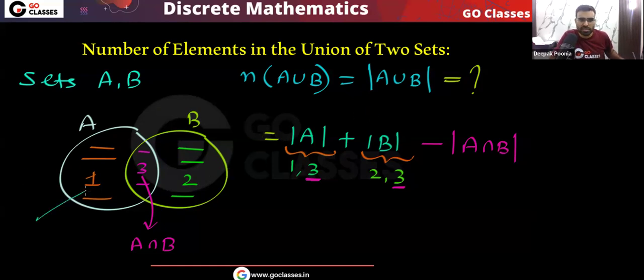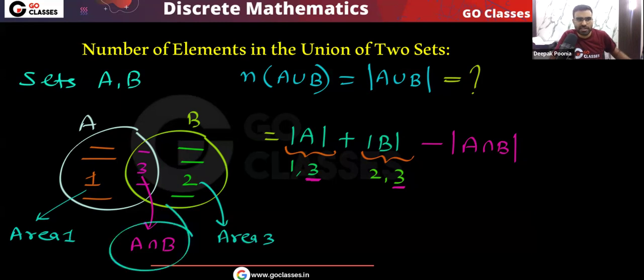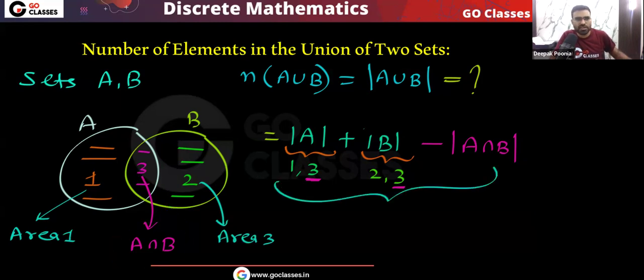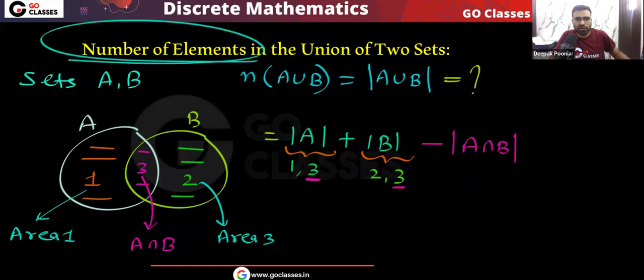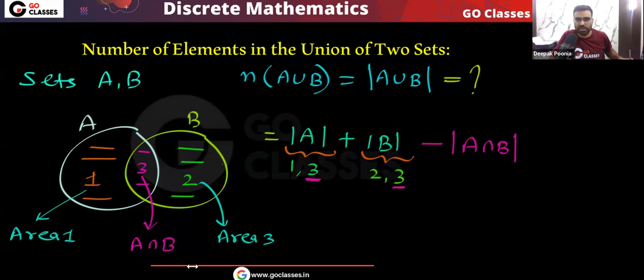I hope you understood. So you can see this is area number 1, and you can see this is area number 2, and area number 3, that is basically the intersection area. So this is the formula that we got if we want to find the number of elements in the union of two sets. Very easy.